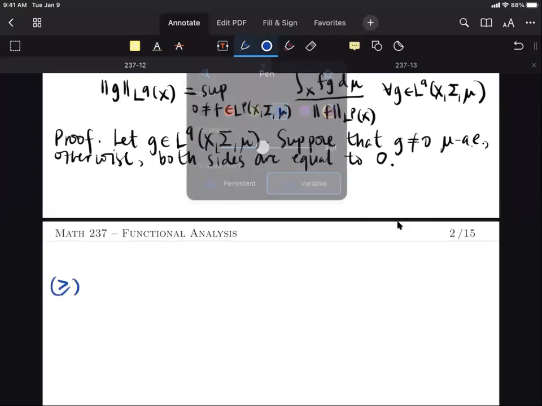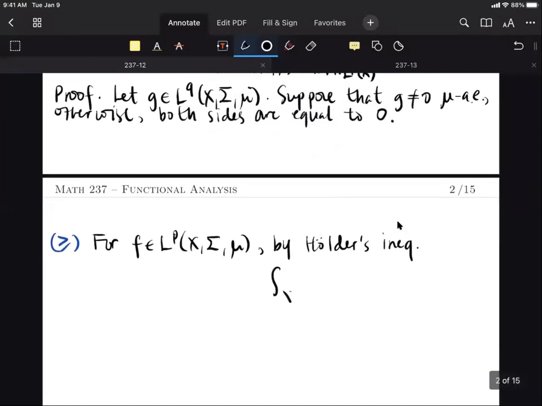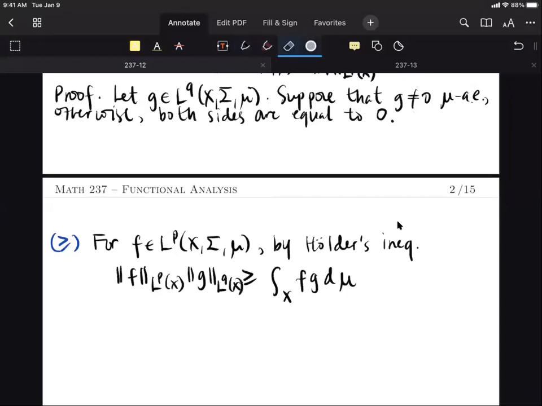So for F in LP, by applying Holder's inequality, you end up with the following. The integral of the product is less than or equal to the product of the norms, the LP norm of F and the LQ norm of G.